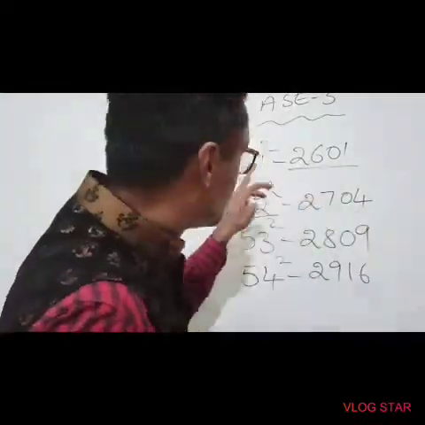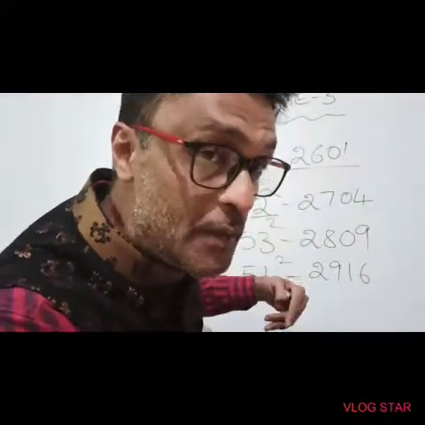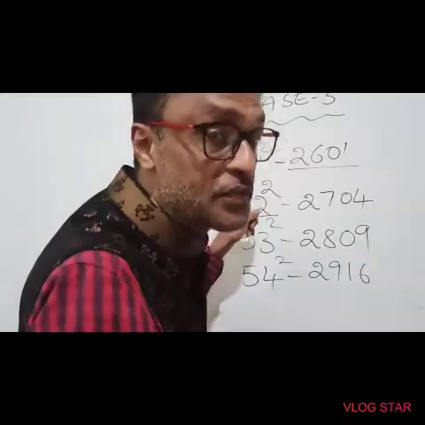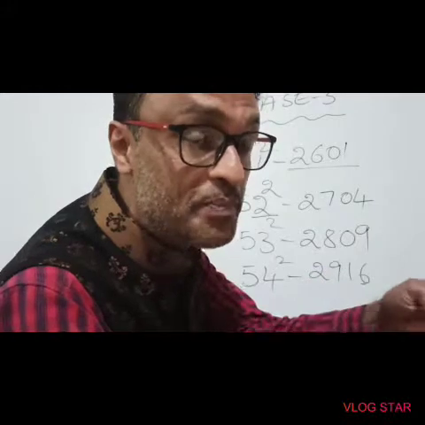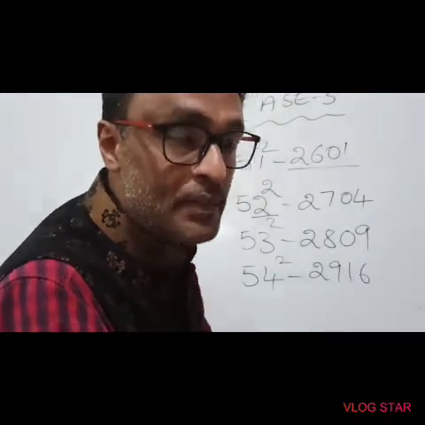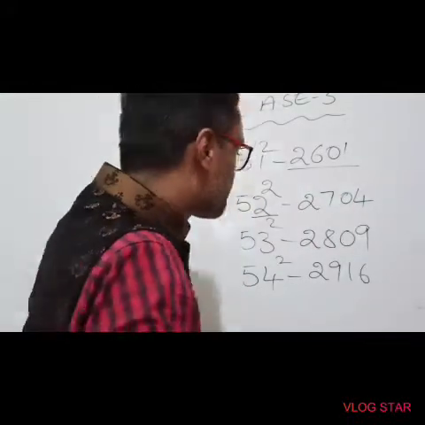You have to add if the number is above 50. What will you do if the number is below 50? You have to subtract. That's all. Let's try other numbers, from 55 to 59, or 61, 62, 63. Add the numbers. If it is 61, 61 plus 25. If it is 63, 63 plus 25. That's all you have to do.